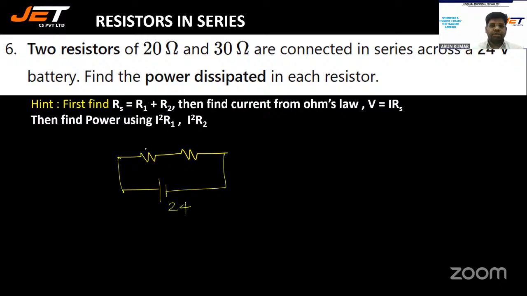Volt battery, 20 ohms, 30 ohms. So I'll find out the current first. Hint is also given over here. I'll find out the current. What is the effective resistance, students?